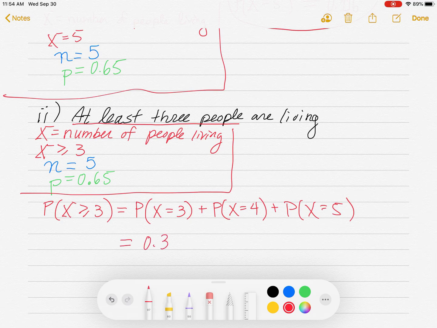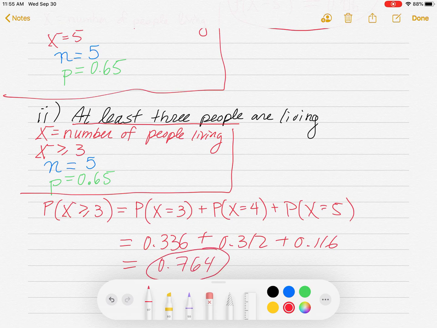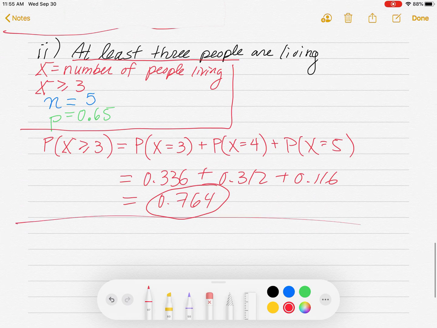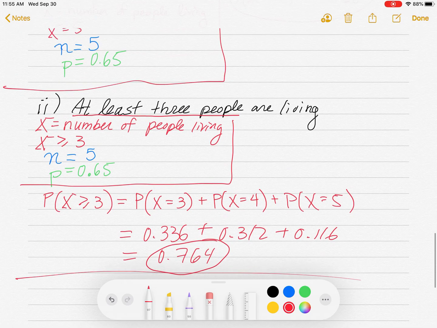Okay, let me go back to my other screen. So here we are. For 3 people alive, we had 0.336. For 4 people alive, we had 0.312. And for 5 people alive, we have 0.116. So we're going to have to add those 3 probabilities together to determine the probability for at least 3, right? 3 or more. That means 3, 4, or 5. 0.336 plus 0.312 plus 0.116. It's going to be 0.764. Okay, there's our answer, 0.764.